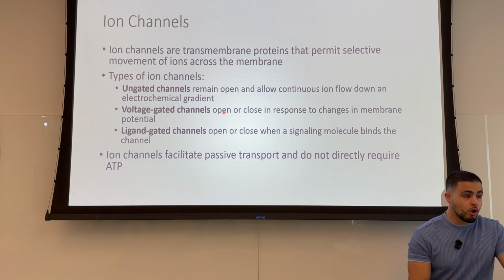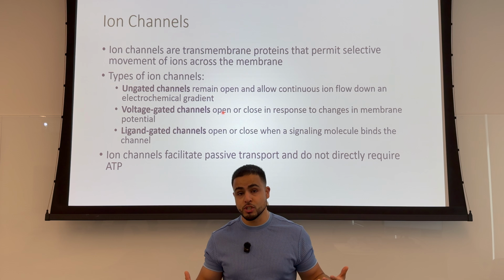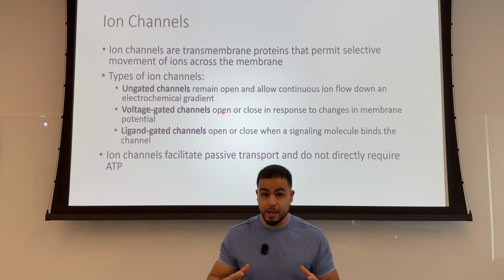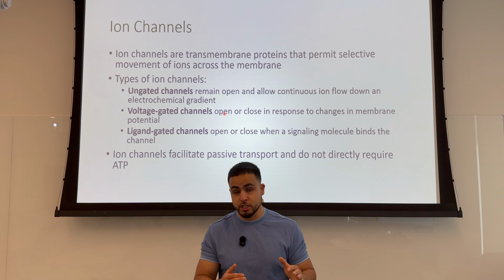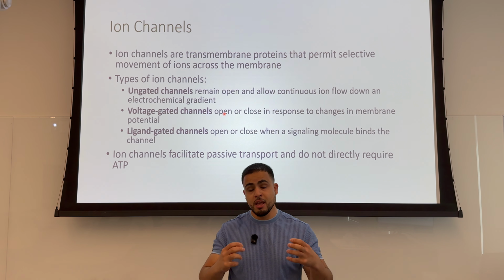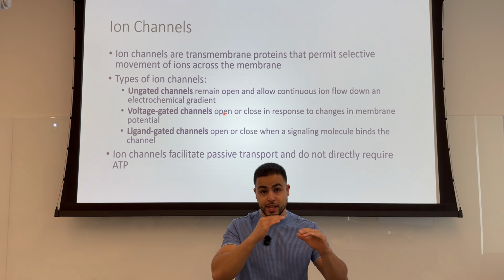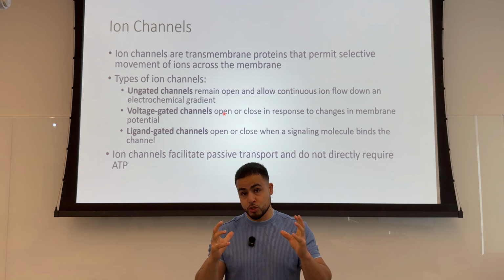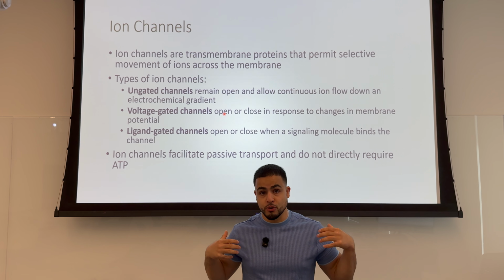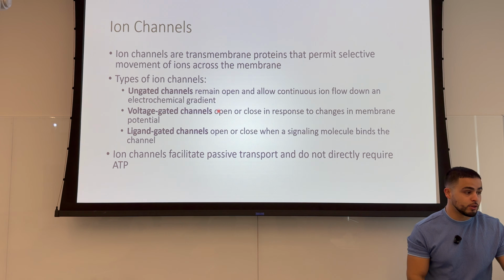Voltage-gated channels open or close in response to changes in membrane potential. As you'll see when we discuss the nervous system in our biology playlist, the action potential is an example of the voltage-gated channels. Essentially, once the plasma membrane potential reaches around -55, that threshold allows for the opening of a sodium channel, which allows for rushing of sodium ions into the cell to allow for the generation of the action potential, and that is an example of a voltage-gated channel.